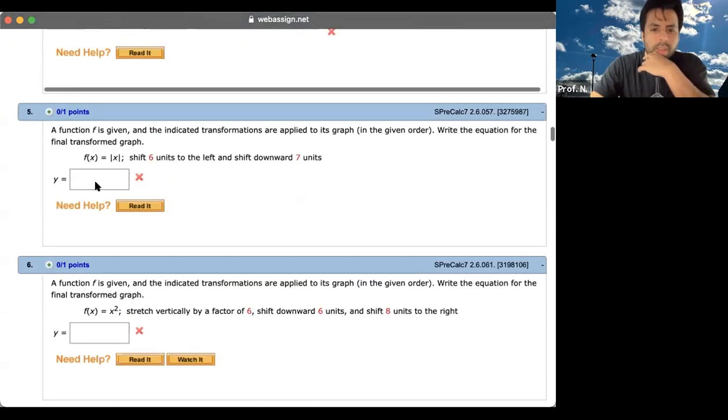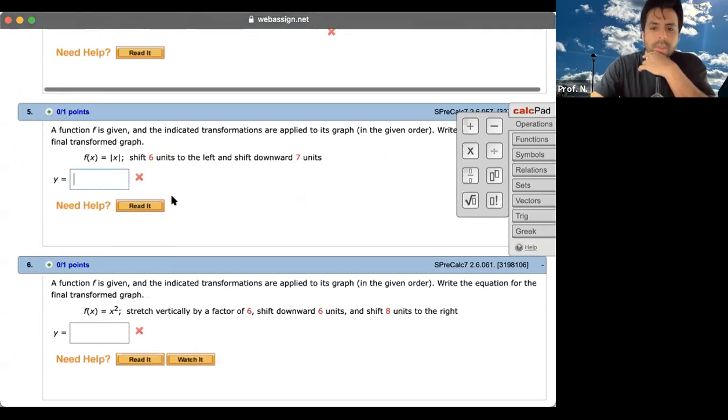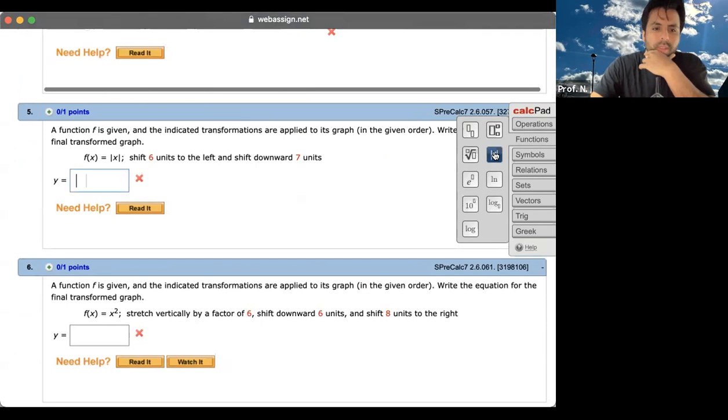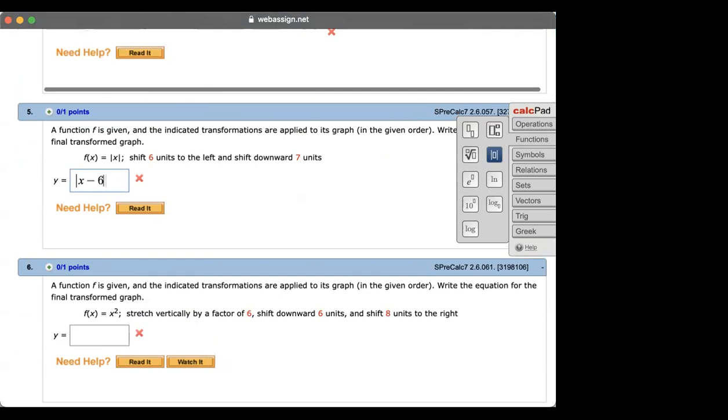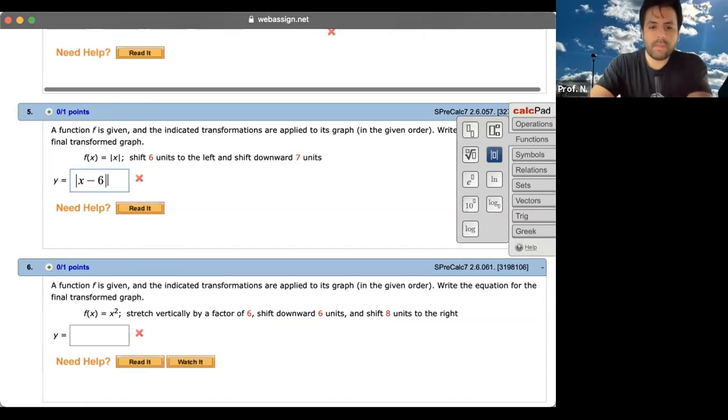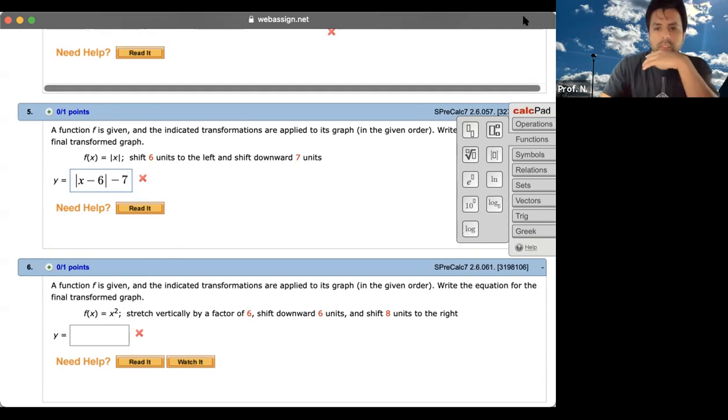if I just want to input, you see how we have the calc pad here? If you go to the functions portion, this is absolute value. Boom. And then you have the absolute value, and you say this is x minus 6. Then I think you click this. Yeah. And then this becomes minus 7. So that's the way to do it.